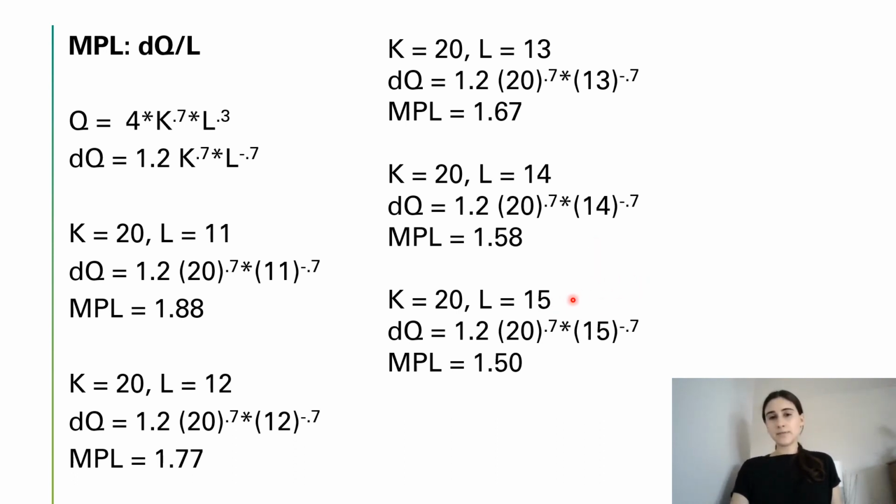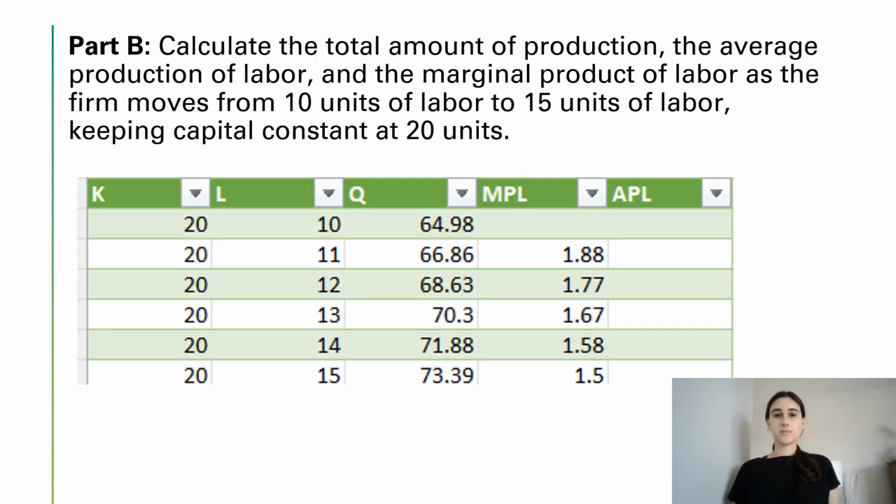We do this again at 15, plug the values into the derivative, and get a marginal product of labor of 1.5. The 15th worker brings in an additional 1.5 units of product. We have now found the marginal product of labor at each position and filled it into our chart. Our next step will be to find the average product of labor.